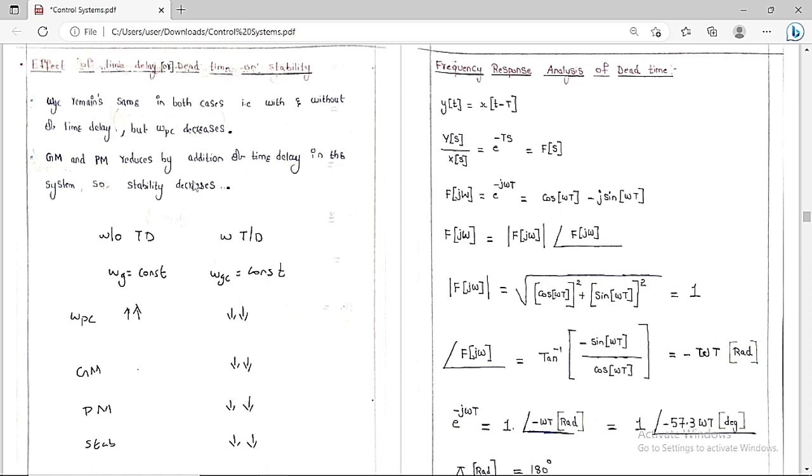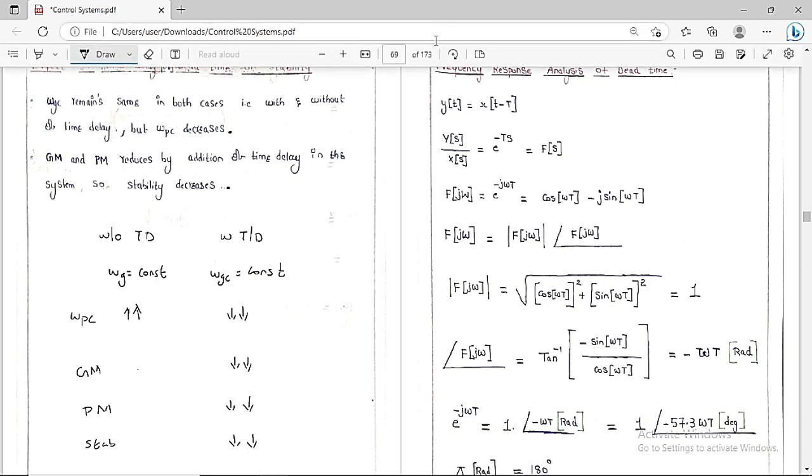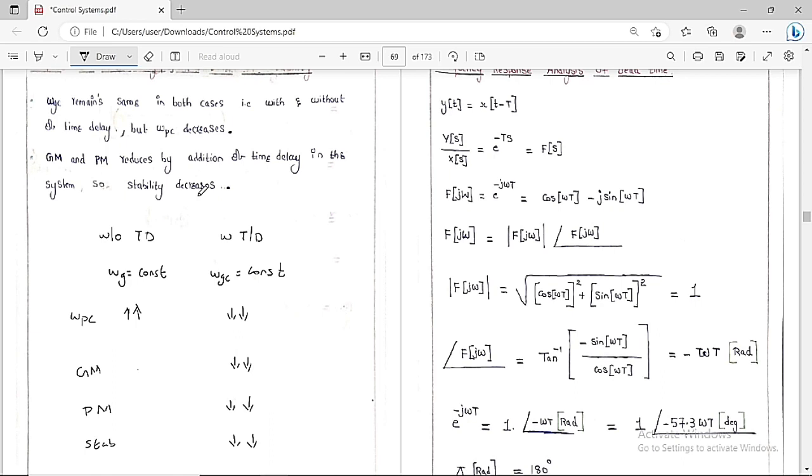So without time delay and with time delay in the circuit, omega GC is going to remain constant in both the cases, and the phase crossover frequency is going to decrease, the gain margin is also going to decrease, the phase margin is also going to reduce, and the stability is also going to reduce. These are the effects you can see in the case of the time delay. These things you always have to keep in your mind.